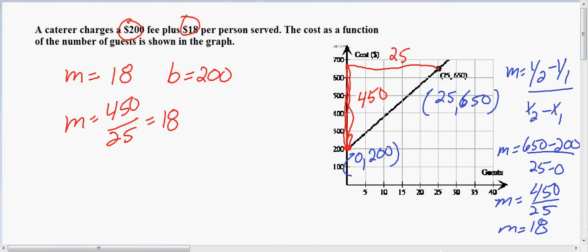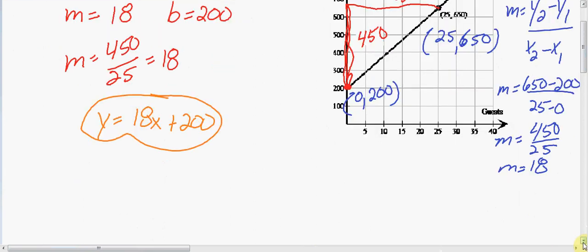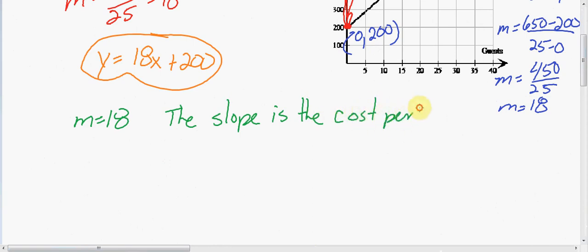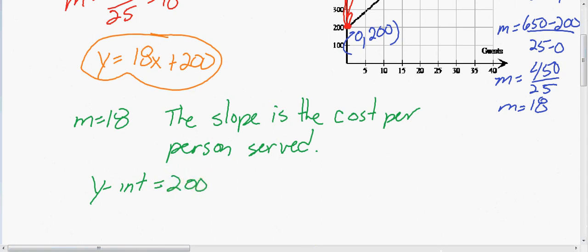So we're going to go back over here and write the equation of our line. The equation is going to be y equals slope followed by x, so 18x, plus 200. Second thing I want to do is interpret my slope and my y-intercept in terms of the problem. So the slope is 18, and the slope represents the cost per person served. And the y-intercept, which is 200, represents the initial cost. So the y-intercept is the initial fee.